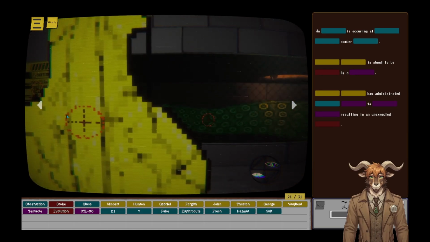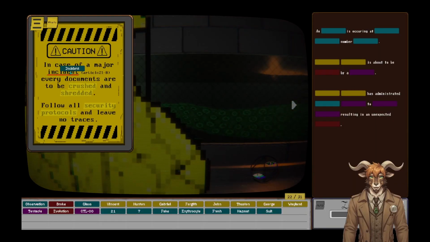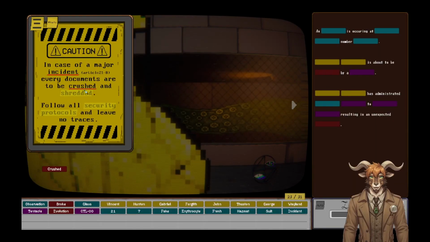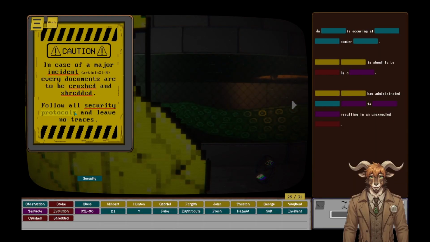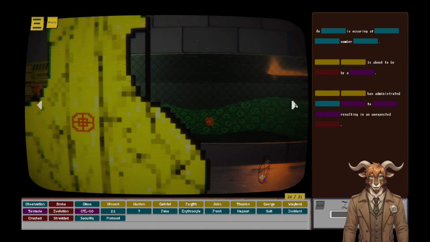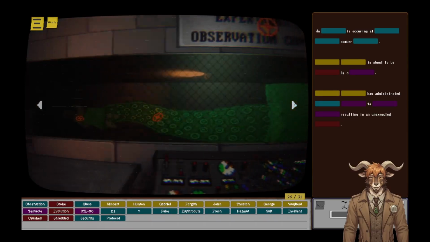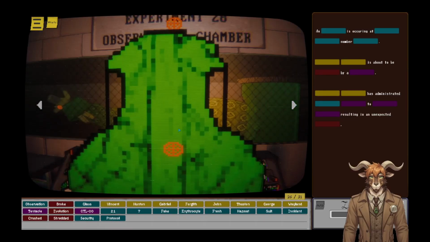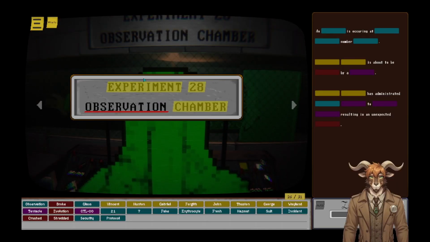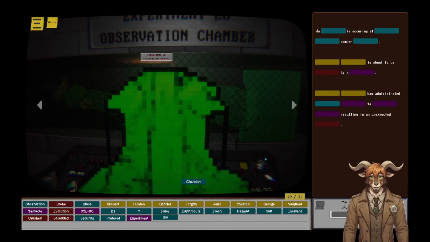Hazmat suit. What's over here? In case of a major incident, every document to be crushed and shredded. Follow all security protocols and leave no traces. Alrighty. Experiment 28. Observation chamber.